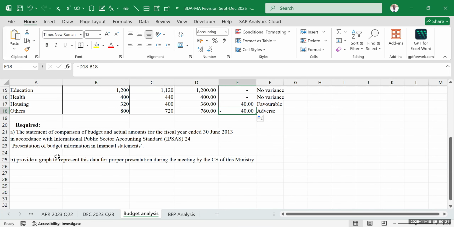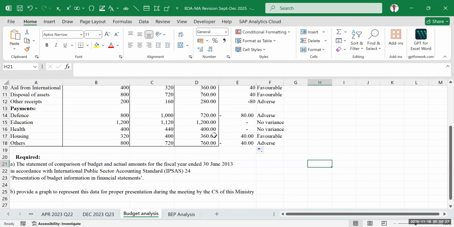Now, we look at the question and we go a notch higher. We need to present this budget following IPSAS 24, presentation of budget information in financial statements. All right. So what do we do at that point? Very simple. We will have to come up with a reconciliation statement. But before we do, we need to look at the overall net effect of the amounts we've surpassed and the amounts we have saved, the excesses and the savings.